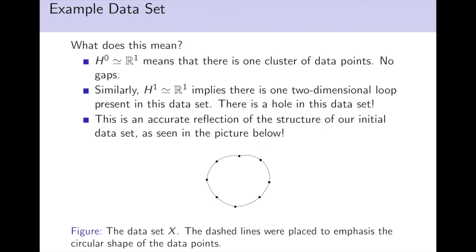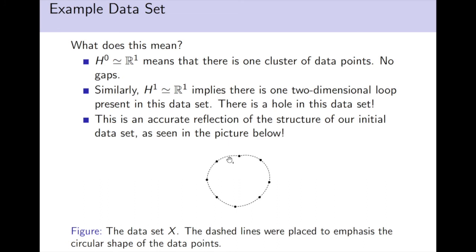So what does all of this mean? Well, H0 being 1 means that there is one cluster of data points. So all of our data points are grouped together, there's no separate pieces. So there are no gaps present in this data set. Now, H1 being 1 implies that there is a two-dimensional loop present in the data set. This means that there is a hole present in our data set. There are no gaps between the points, but they do form some kind of hole.